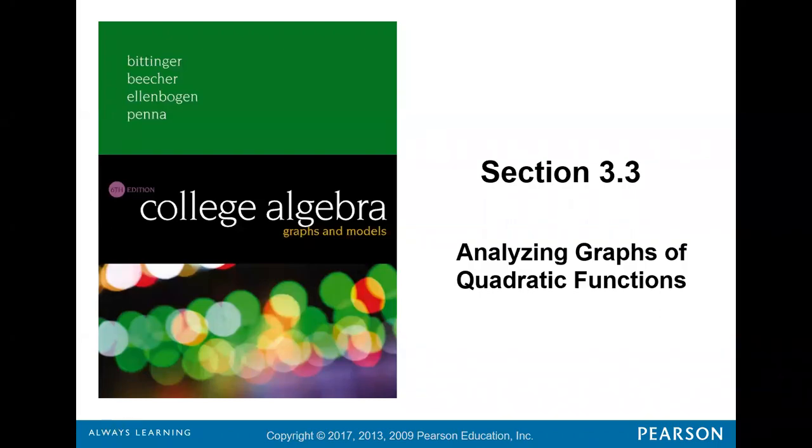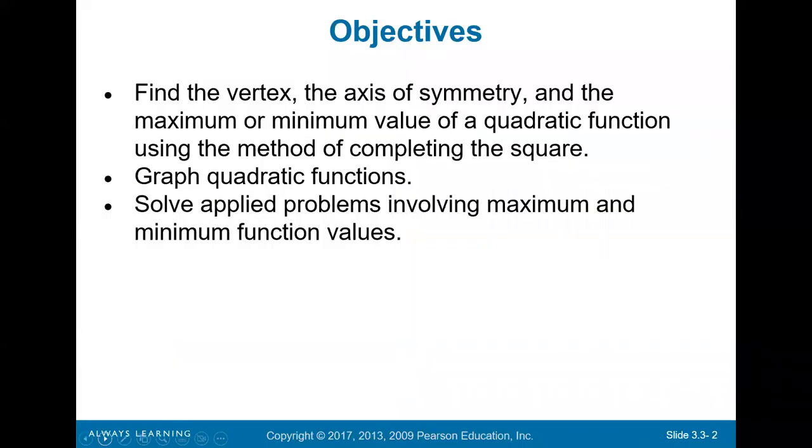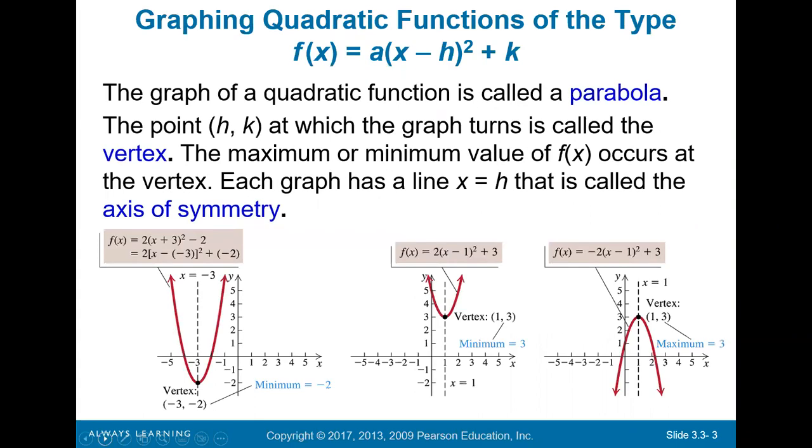Analyzing graphs and quadratics. So we're going to find the vertex, the axis of symmetry, and the maximum or minimum value of the quadratic function using the method of completing the square. We're going to graph the quadratic function, and we're going to solve problems involving maximum and minimum functions.